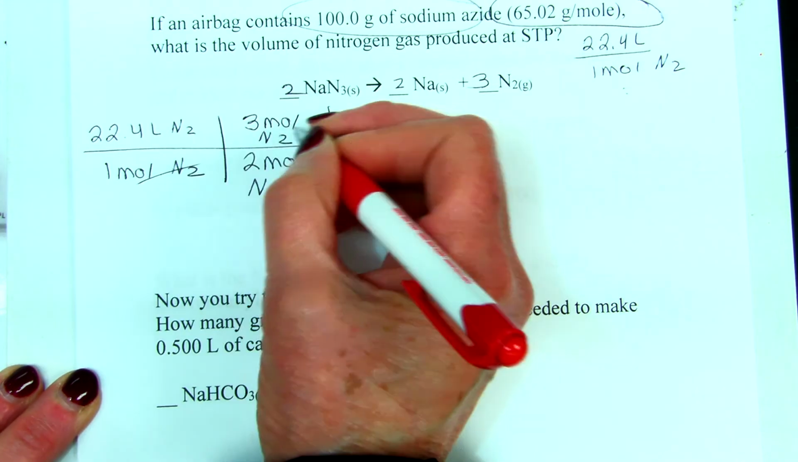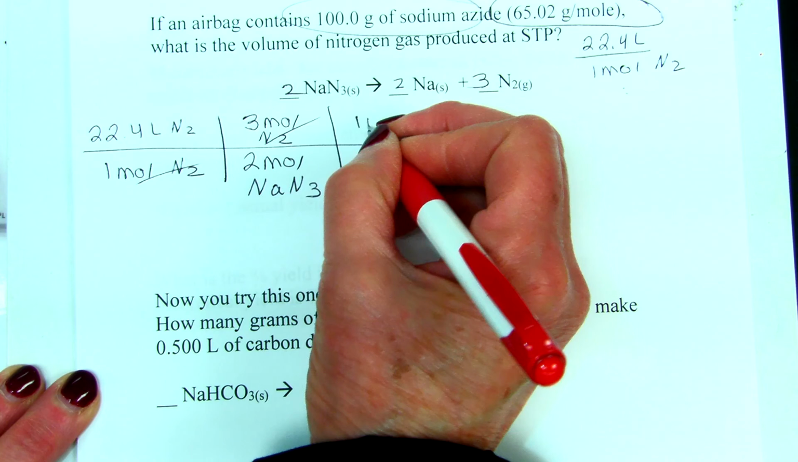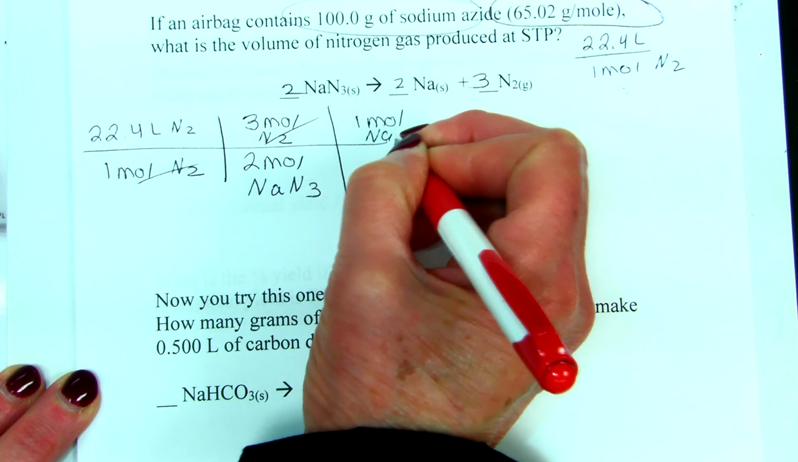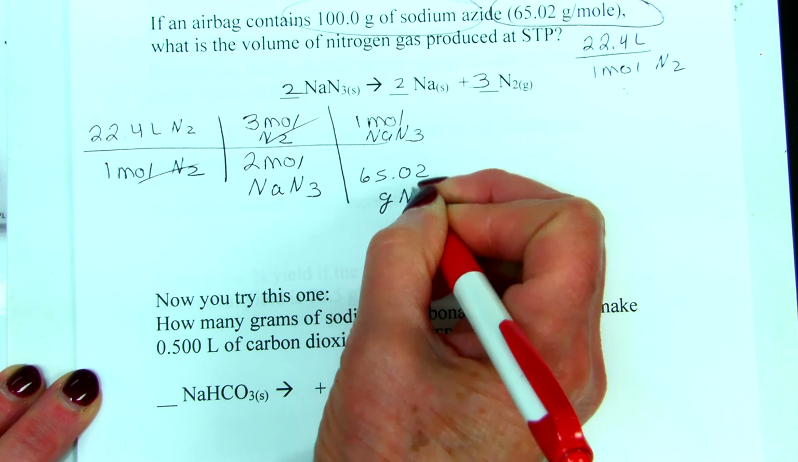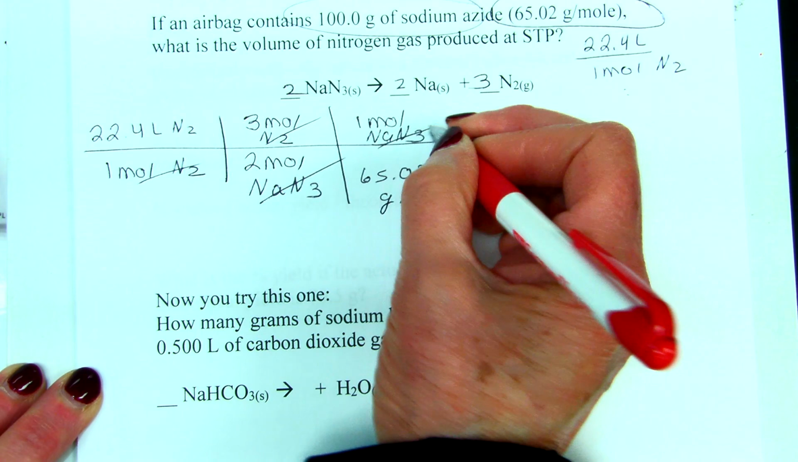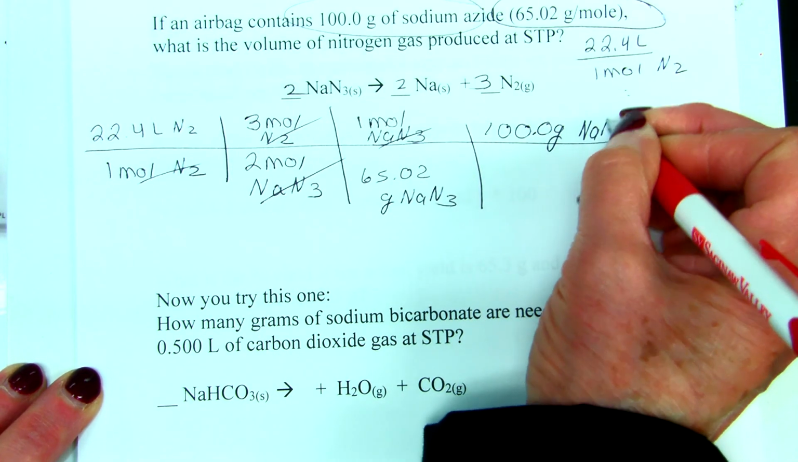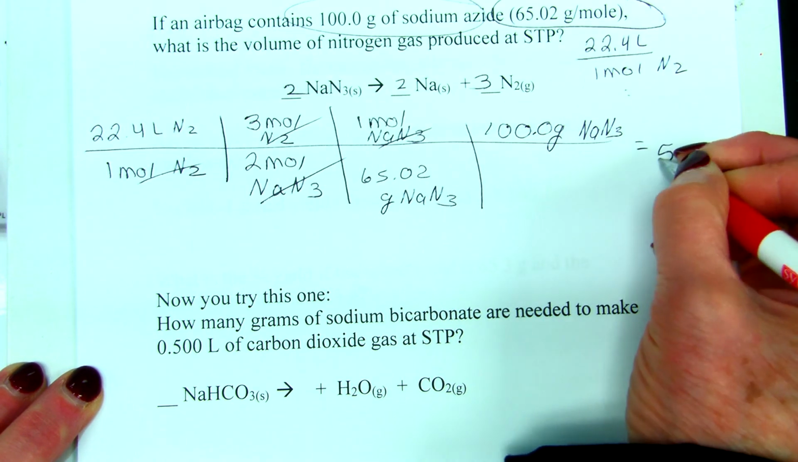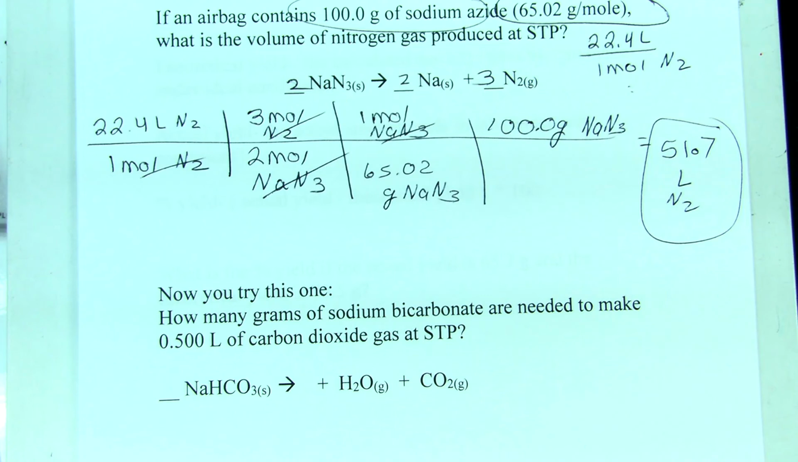So now I've canceled my moles of nitrogen. Now I need to get rid of moles of sodium azide. So 1 mole of sodium azide is 65.02 grams of sodium azide. My moles cancel, and I have 100 grams of sodium azide. So I get 51.7 liters of nitrogen. That's a lot of nitrogen. Okay, that's a lot of nitrogen being produced.